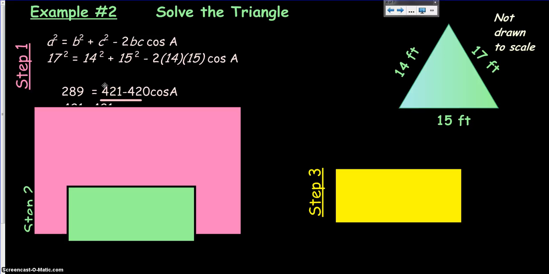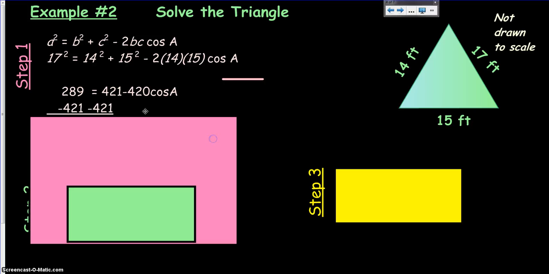Now I can't just subtract these two because this cosine of A is like a variable. It's like saying 421 minus 420x. You can't do anything with that. So what we need to do is we need to isolate the variable. To do that, we want to get rid of this first number. We want to subtract 421 from each side.